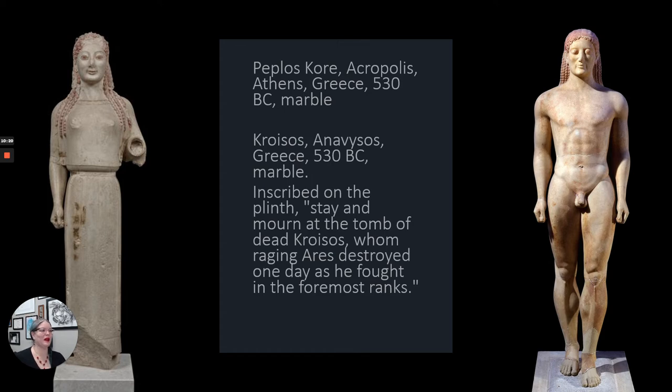Okay, let's contrast and compare what our Korai look like in relation to our male statues. Okay, so this is called the peplos kore. Peplos is a simple belted garment, so that's the name of the thing that she is wearing, so that's part of her title. And a peplos is a simple long woolen belted garment. This individual, they think, is actually meant to portray a goddess.